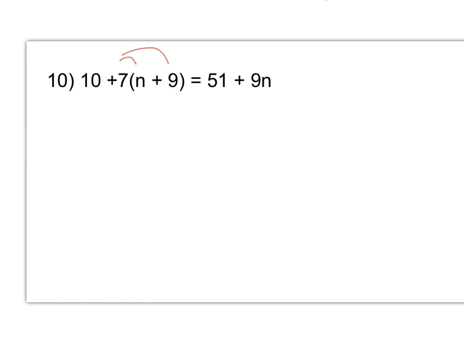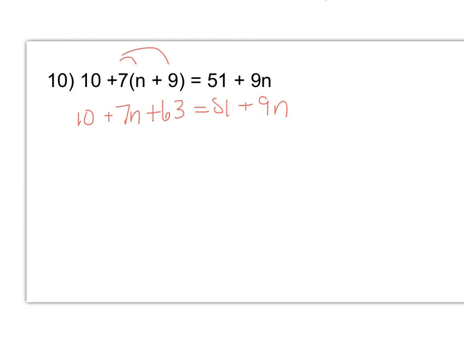Oops. Let's fix that. 7n. And 7 times 9 is positive. Let's fix this. All right, so 7 times n is 7n, 7 times 9 is positive 63, and everything else has to come down. I'm not going to forget about this positive 10 here.